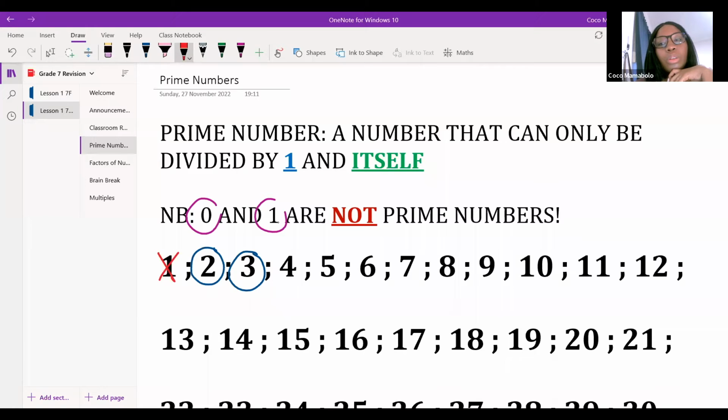2. Not leaving a remainder. Good. I can divide it by 2. So this can't be prime, because then it would be 1, 2, and 4. And that's 3 numbers, and we don't want 3 numbers. We only want 2. What about 5? Yes, ma'am. Excellent. What about 6? No, ma'am. Excellent. Good. And 7? Yes, ma'am. Good. And 8? No, ma'am. And 9? No, ma'am. And 10? No, ma'am. Good.